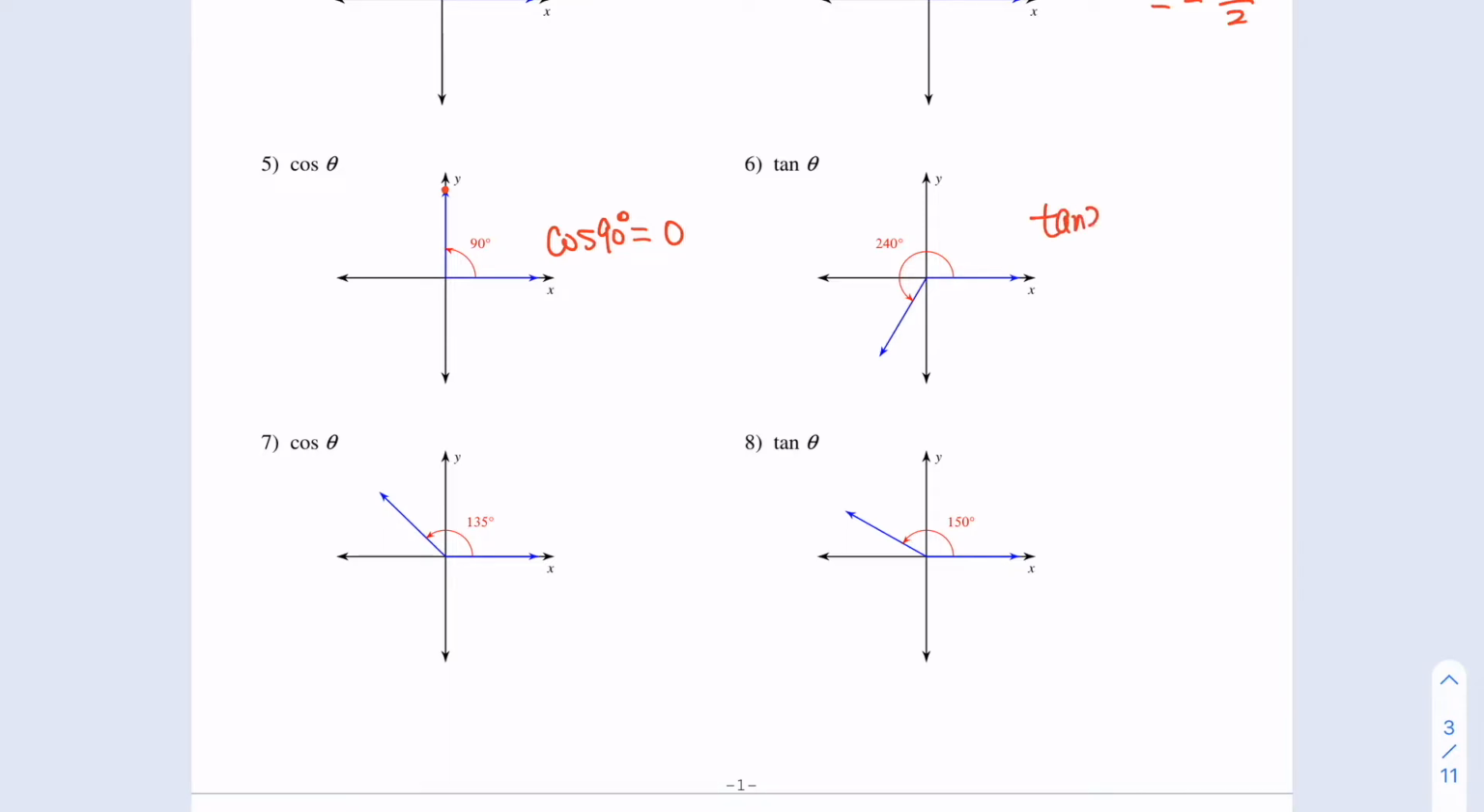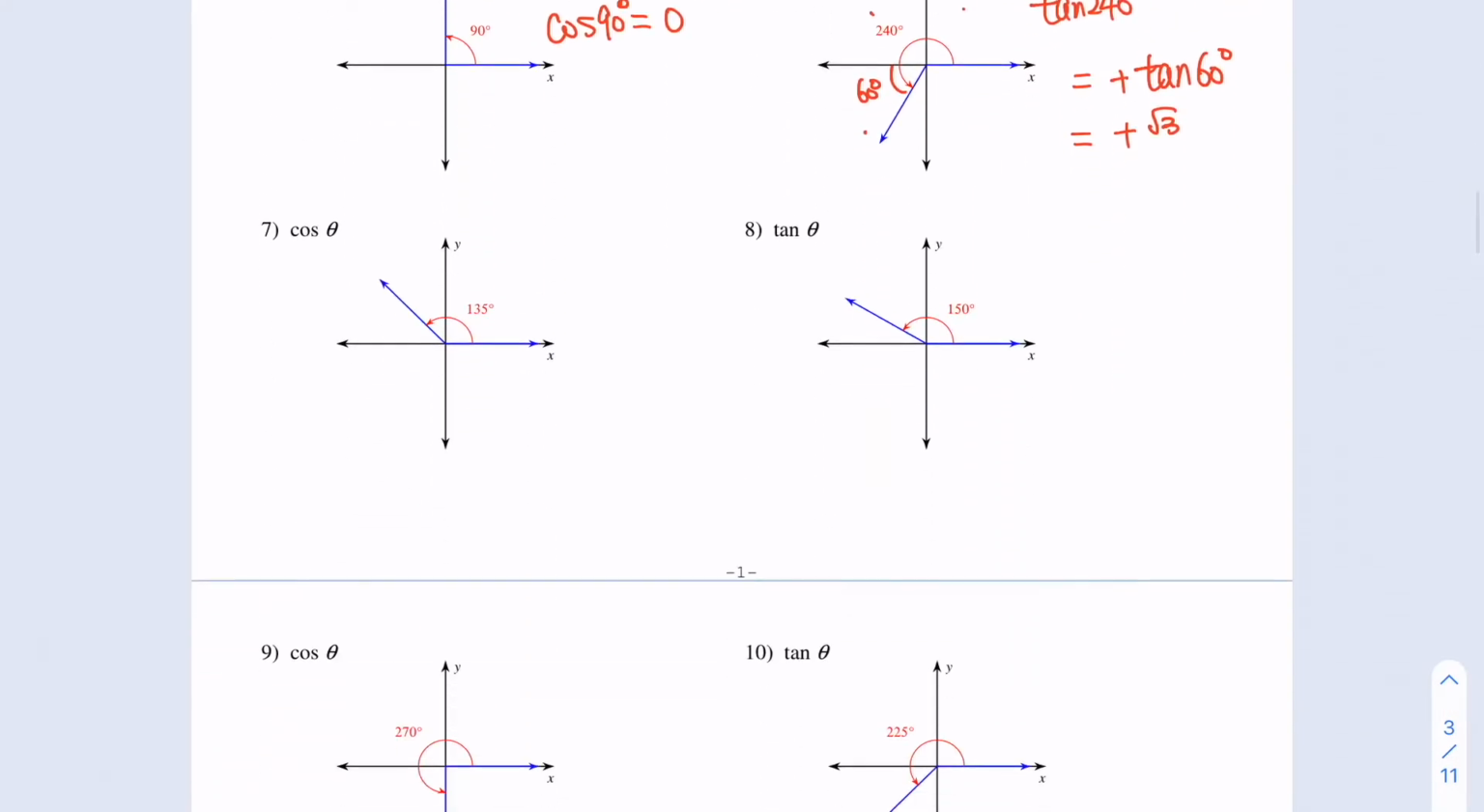Tangent 240, I use reference angle 60, so this will equal tangent 60. All students take calculus, so tangent 240 should be positive, so positive square root of 3. Cosine 135 equals cosine 45. This is 45, in the second quadrant, negative. Tangent 150 equals tangent 30 degrees. Second quadrant, negative, so negative square root of 3 over 3.